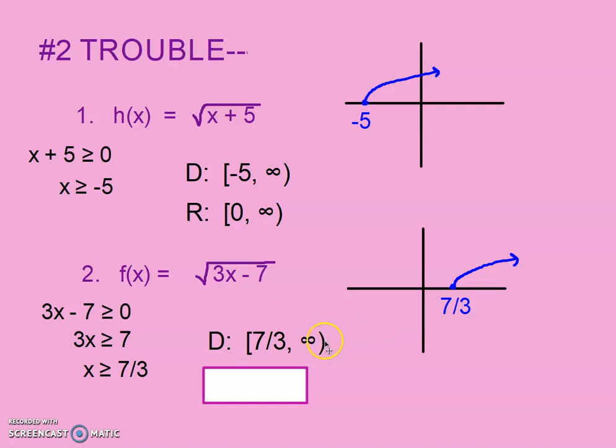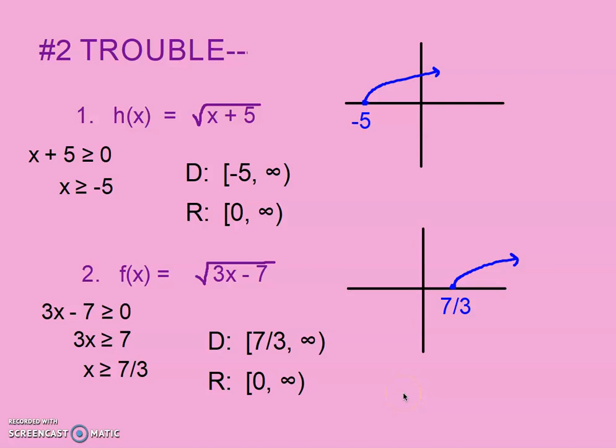What about the range on that one? Again, you could plug the 7/3 in. 3 times 7/3 is 7. 7 minus 7 is 0. Square root of 0 is 0. So that put us at the ordered pair 7/3, 0. Our range, going bottom to top, is 0 to infinity, including 0.